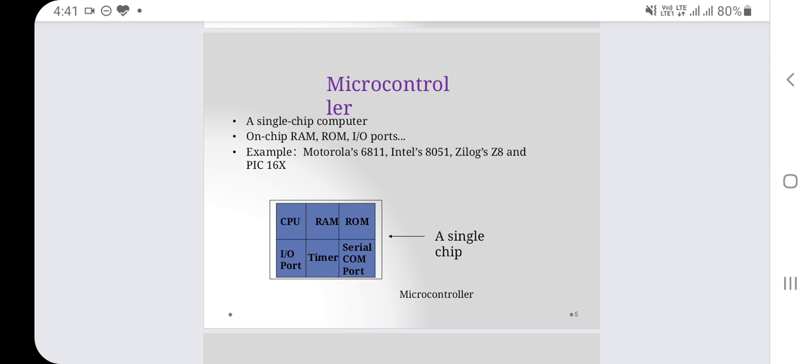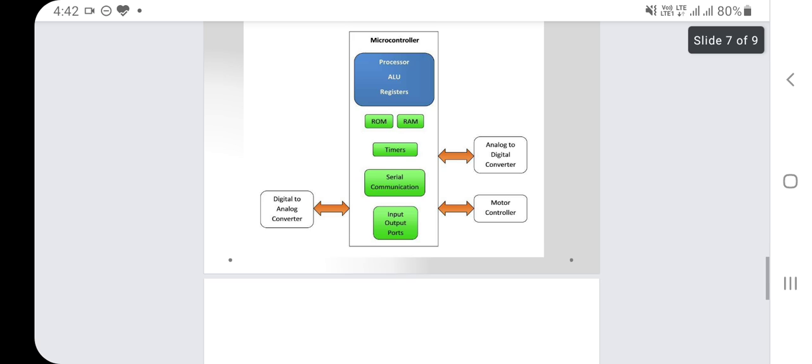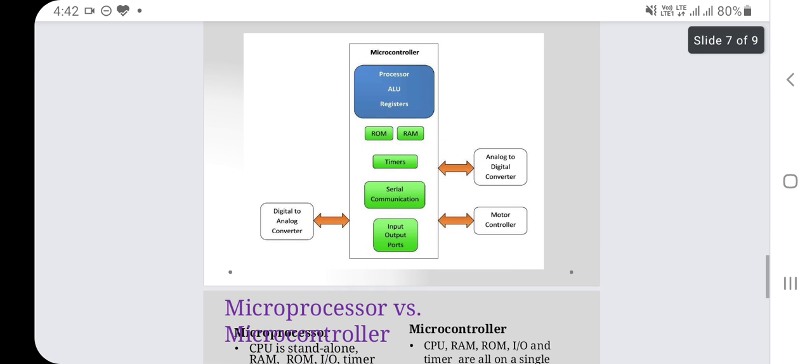Now the microcontroller. Microcontroller is a single chip computer. In a microcontroller, RAM, ROM, IO ports, input output devices are all inbuilt. So we can say on-chip RAM, ROM, IO ports, for example Motorola 6811, Intel's 8051, Xerox Z8 and PIC 16X. So you can look here, microcontroller has all the things: CPU, RAM, ROM, IO port, timer, serial communication ports on a single chip. So here again a diagram of the microcontroller. As you can look here, the processor, arithmetic logical unit, registers, RAM, ROM, timers, input outputs, ports, all are on only a single chip.